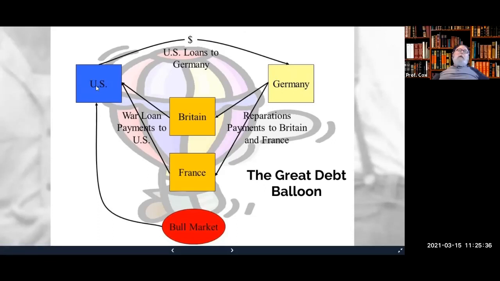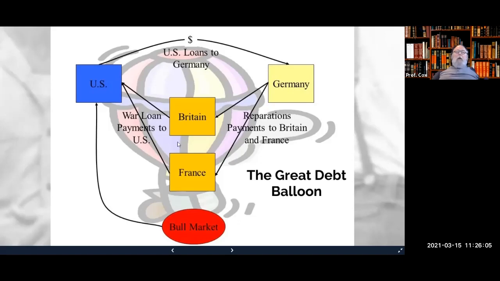And what happens is that the United States passes laws making it legal to lend money to Germany. So United States corporations are lending money to Germany, who are paying reparations to Britain and France, who take that money and pay it back in war loan payments to corporations in the United States. So corporations in the United States are making a killing because they're getting interest on the loans to Germany and interest on the loans to Britain and France. You guys are all with me?